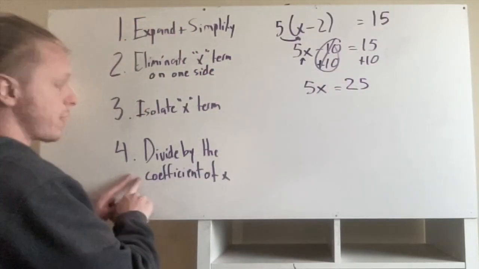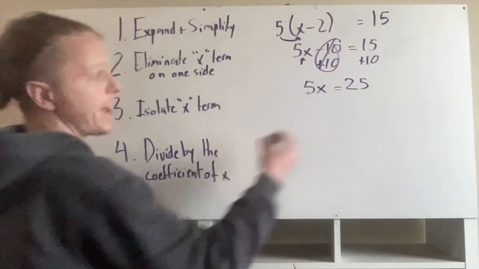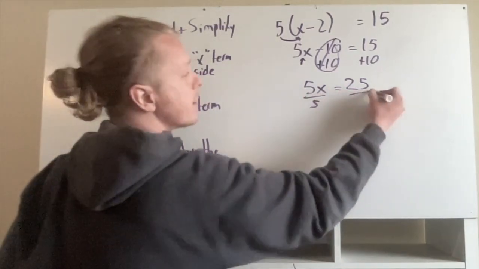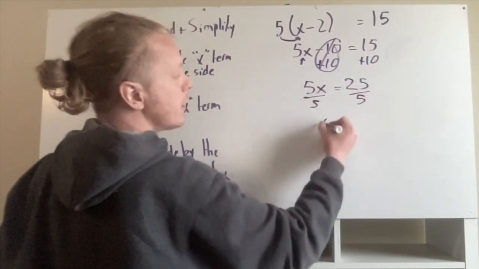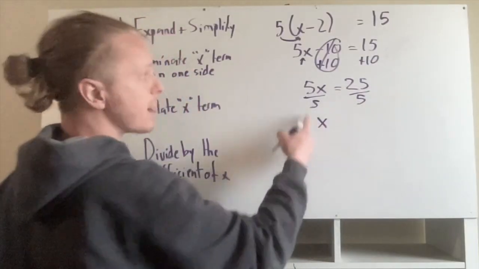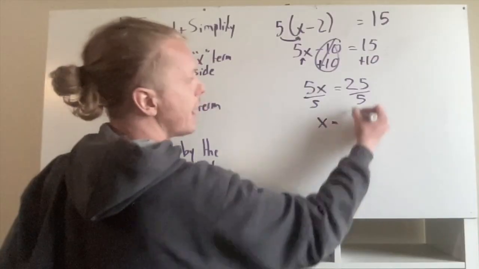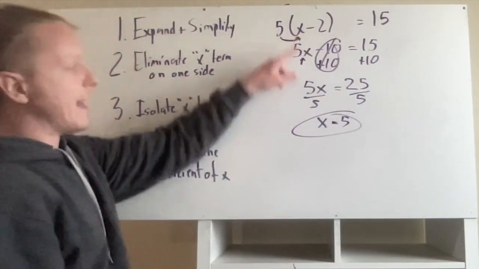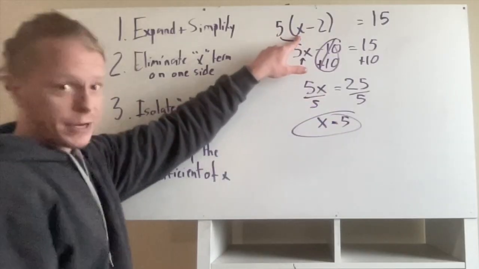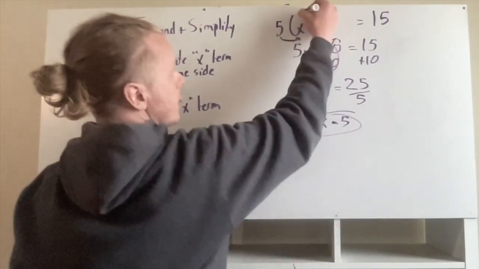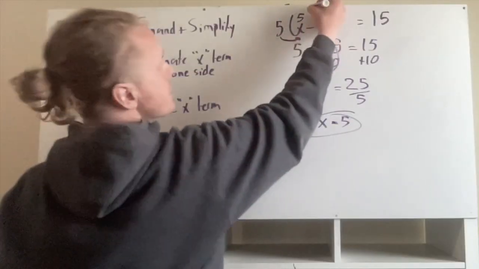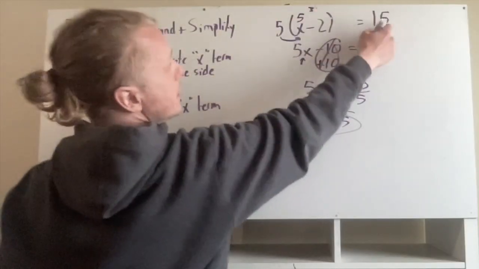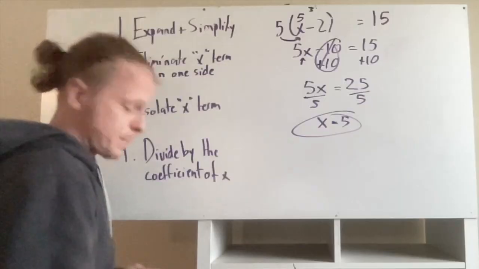Takes us to step 4. Divide by the coefficient of x. We divide by 5. We divide by 5. Just leaves us 1x. 5 divided by 5 is 1. And here, 5. So we found that 5 is the number that we would put here and make this equation true. Because 5 minus 2 is 3, and then 5 times 3 gives me 15.